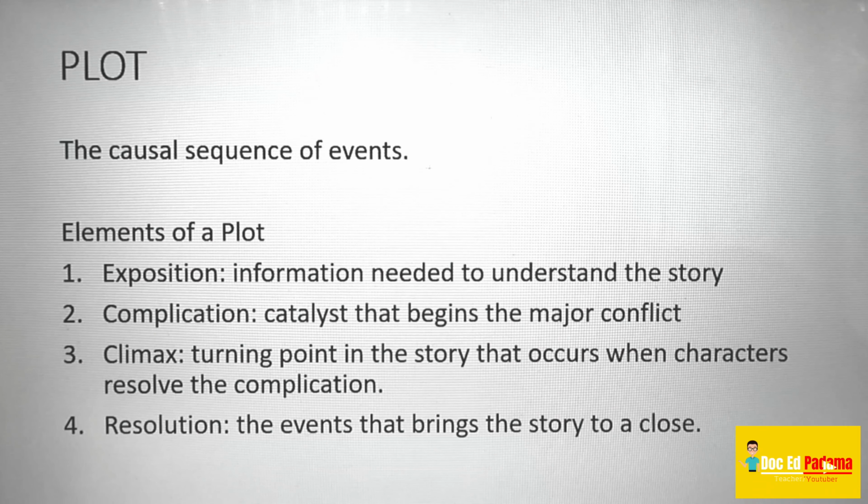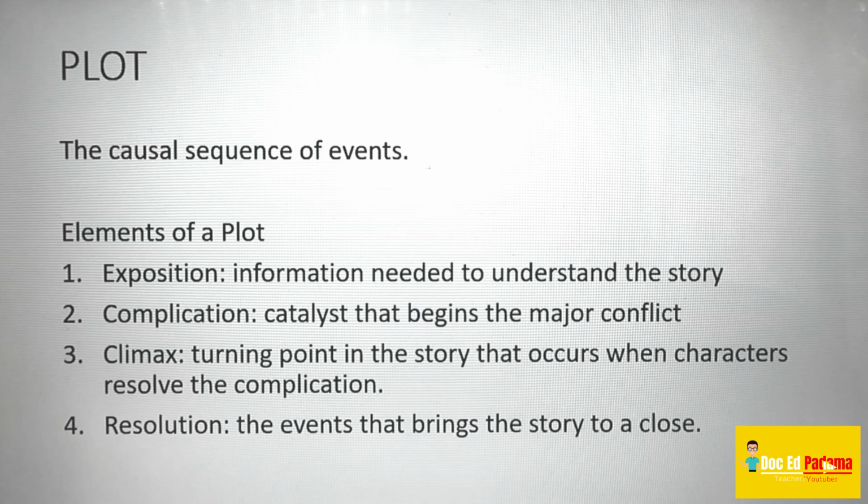Okay, the next element in our discussion of the elements of literary criticism will be the plot. The plot, as defined, is the causal sequence of events. Causal means the cause, the reason why these events happen. So the sequence of these events in that particular order is called the plot. The elements of a plot are exposition, complication, climax, and resolution.